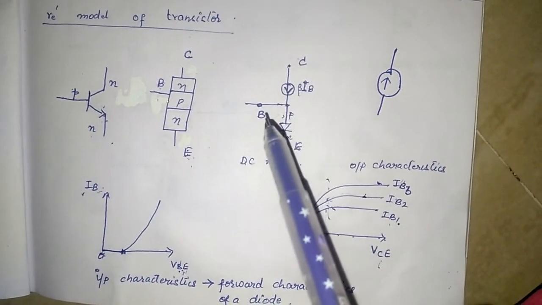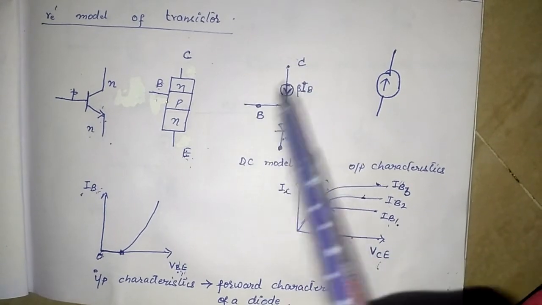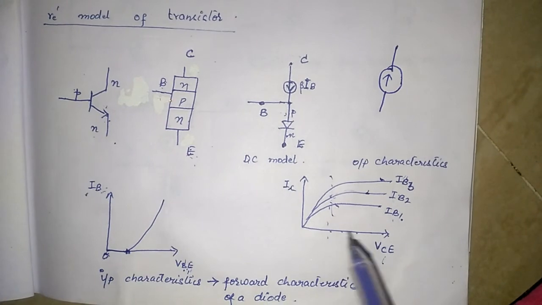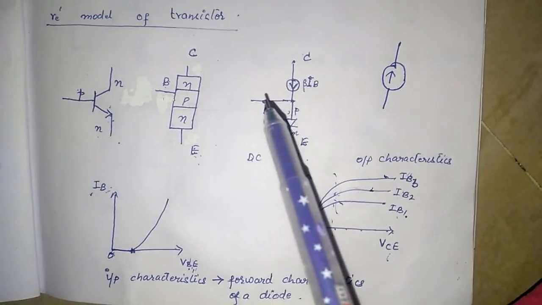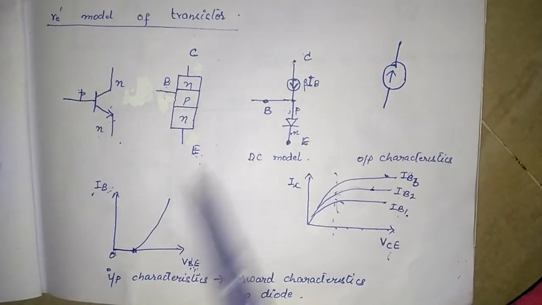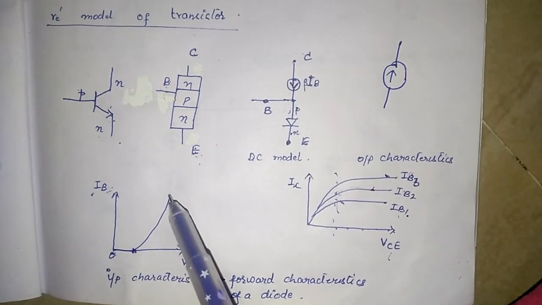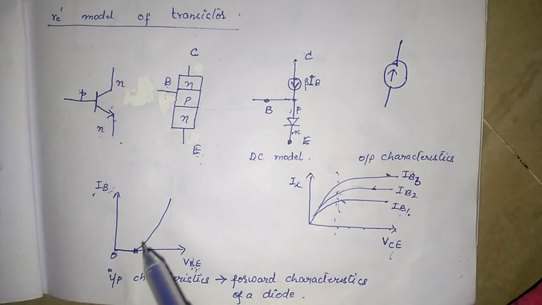So this is the DC model of a BJT. To wrap up, between the collector and base you have a constant current source because the current remains constant irrespective of changes in the voltage. Then the base emitter junction is replaced by a diode because the input characteristics is similar to the forward characteristics of a diode.